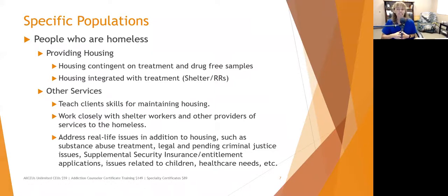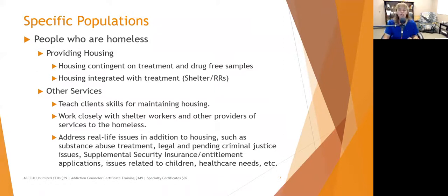You can also have housing integrated with treatment, such as providing treatment at homeless shelters or at recovery residences. Level 4 recovery residences actually bring treatment services onto the premises and provide treatment there. So even a recovery residence can have treatment at it. Other services that may be needed by people who are homeless: we may need to teach them skills for maintaining housing. Now, a lot of clients who are homeless have these skills and they don't need them. But there are some clients, especially people who became homeless or were runaways when they were young adolescents, who may not have some of the life skills that they need to maintain housing.